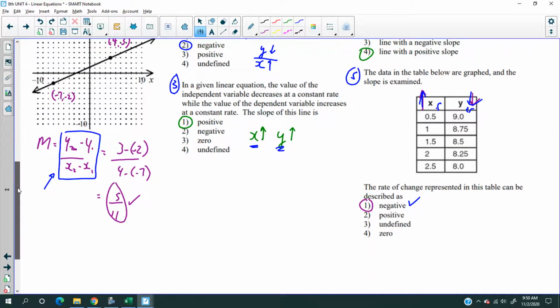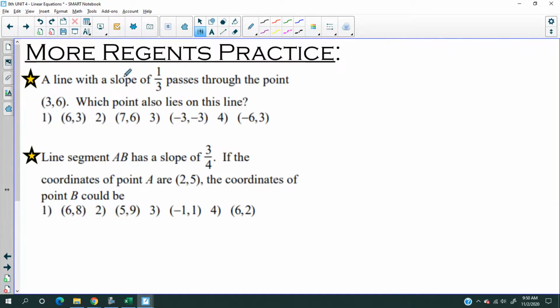All right, now I want to show you 2 fantastic questions, which were also on the Regents. Look at this one. Now, don't get thrown off. Read the question carefully, because there are questions that look very similar in a week that you're going to be doing. But I want to get you ready for this. Let's read: a line with a slope of 1/3 passes through the point (3, 6). What point also lies on this line?